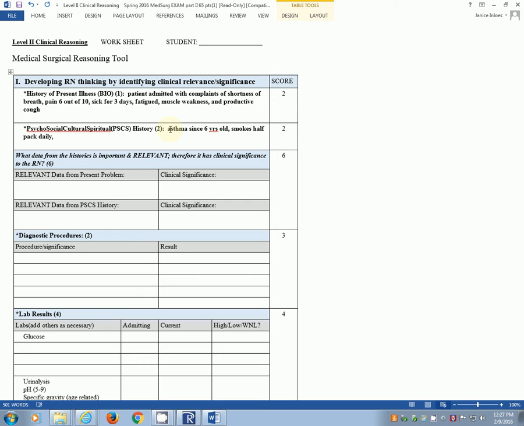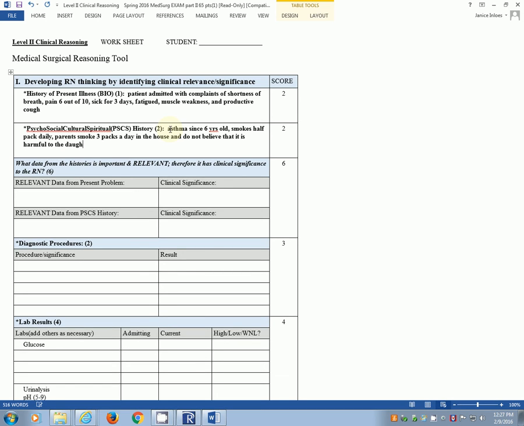What else? Parents smoke three packs a day in the house, and do not believe that it's harmful. Now you see how these little boxes are expanding as I'm typing them in, so don't worry if it looks like you can't get all your stuff in there. It just expands. She's also only 13 years old, and I think that's significant.